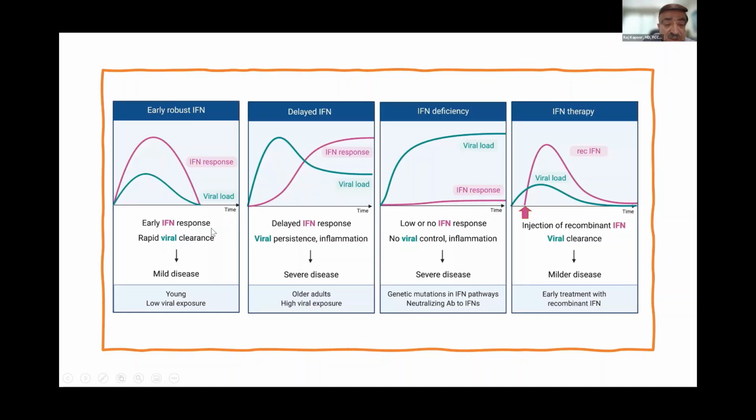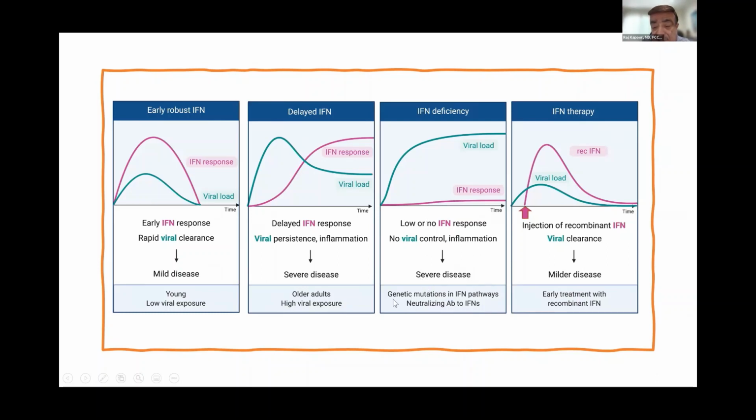So an early interferon response, when it is adequate, is going to cause rapid viral clearance and mild disease in the young and in low viral exposure, you see. If it is a delayed interferon response, like you see here, there'll be increased viral load and severe disease in older adults and high viral exposure. And if there is low or no interferon response, there'll be no viral control, inflammation, and severe disease.